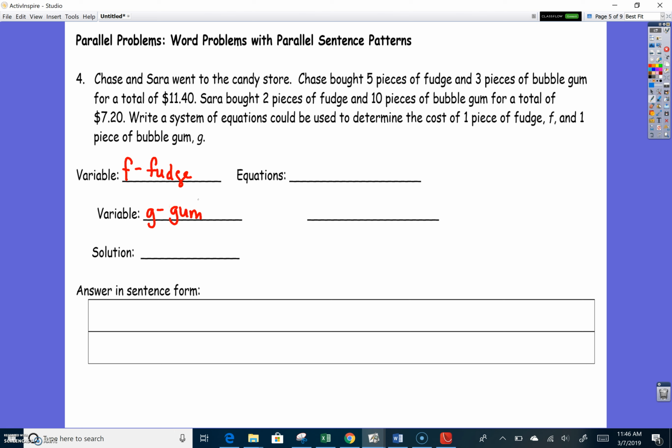Okay, now if you look at the first sentence, Chase, this one says Sarah, 2 pieces of fudge, 5 pieces of fudge. See how they're the same? And 3 pieces of bubble gum, 10 pieces of bubble gum for a total of $11.40, for a total of $7.20. You see how they're both the same. Very easy to write these equations.